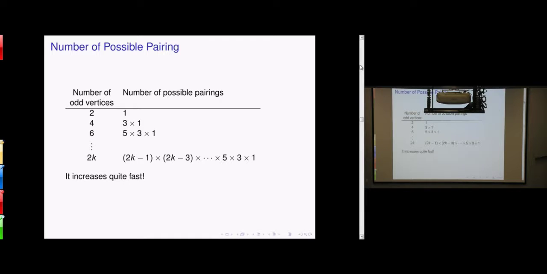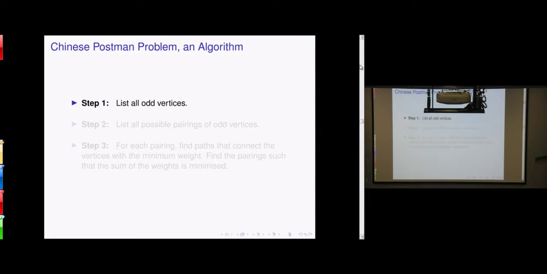The point of listing this out is it increases really fast. You multiply, and the possibilities grow really fast. So why do we care about possibilities? Because we want to find the minimum. So maybe one pairing is not so good, then you have to try the other pairing. Maybe the other pairing is more efficient. Because we want to find the minimum, we have to look at all possible combinations. So that's why we have considered these pairings. So that's the difficulty.